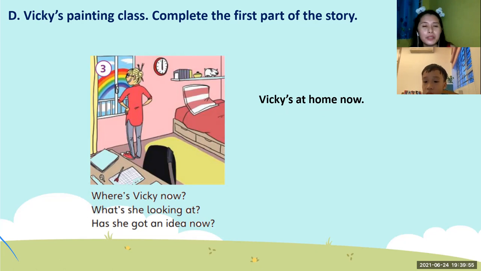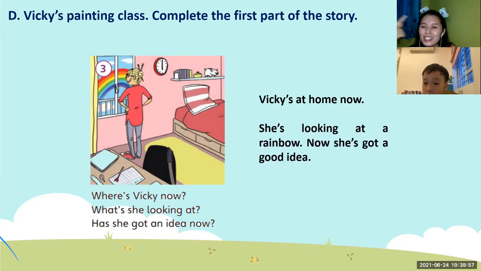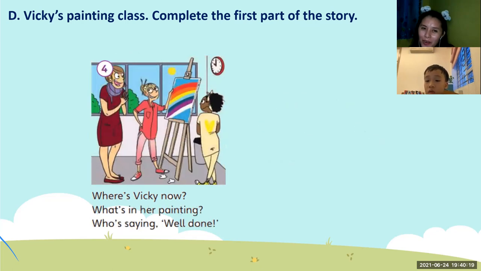Oh, yeah. Very good. And do you think she got a good idea what she will draw by looking at the window and outside? Yes. Okay, what do you think is her idea what to draw? Okay. She wants to draw a rainbow. See what she draw there. Can you see the painting of Vicky? Is it nice? Try to see. Okay, look at the painting of Vicky. Yes. Wow, it's a rainbow.